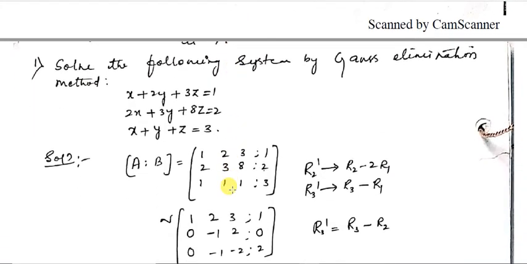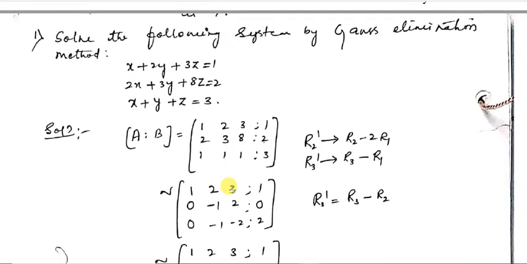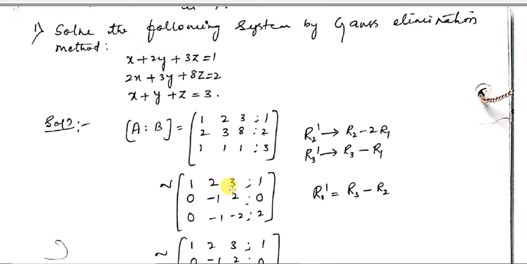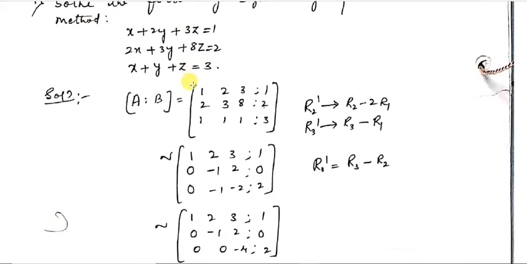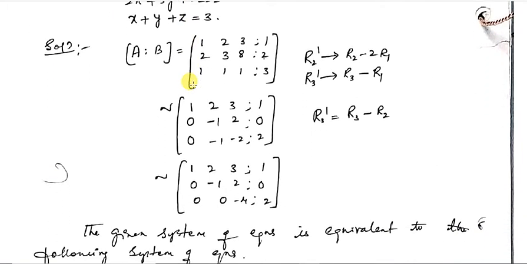I'll take one such example. Solve the following system by the Gauss elimination method. Here I have a set of three linear equations with three unknowns. Let me consider first the matrix representation AX is equal to B and an augmented matrix AB, and I'll reduce this matrix to an upper triangular form by using a set of row transformations.